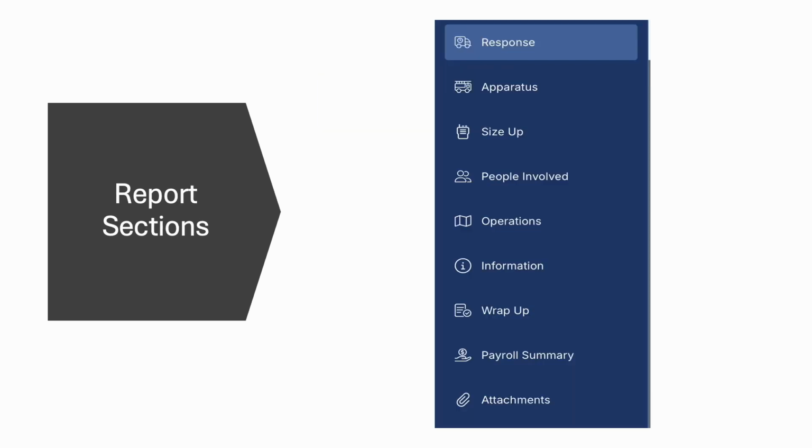On the left side of the screen, you will see the report tabs that you're familiar with. They can be used to navigate through the fire report. I will briefly run through each tab and the required information you have to submit to complete your report.